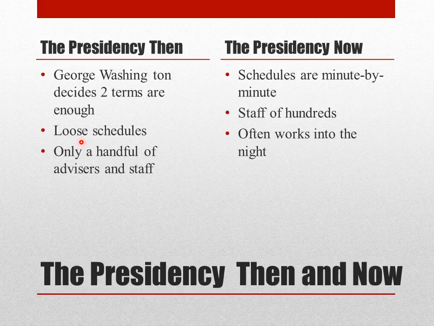And then presidents at the beginning of our government only had a handful of advisors and staff, whereas now the president has hundreds of people working under him, and that's in something called the federal bureaucracy. That just means the presidential staff. And now the president is different. There's no loose schedule. Their schedules are minute by minute, and they often work into the night, so it seems like the presidents now have a lot more work, a lot more time taken up than the presidents then.